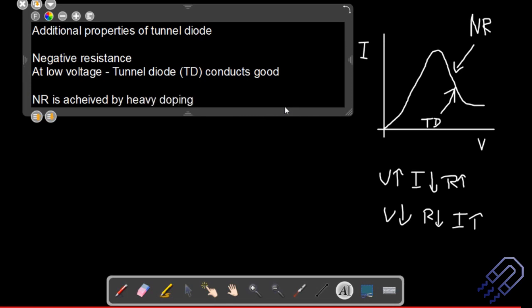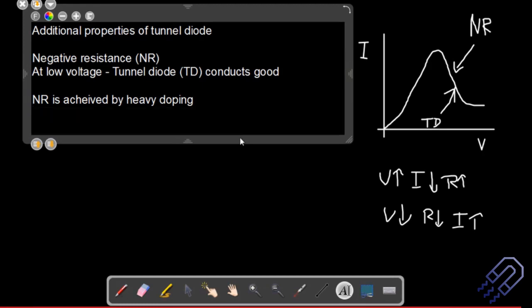I will leave this question to you: how does heavy doping lead to negative resistance? Just think about the answer. It should not be very complicated. I'll give you time to think, and then you can probably answer me. So that's important. This will permit the electrons to tunnel through the barrier region. If you have a depletion region, only then do we talk about tunneling. If there is no barrier, there is no question of tunneling as such.